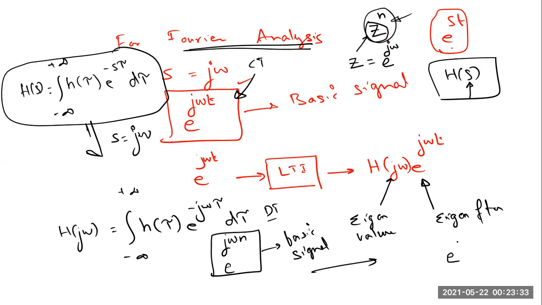Output is going to be the same signal multiplied with the eigenvalue. Previously I was representing the eigenvalue as h of z, but now we know that z is a special z, which is equal to e raised to j omega. So this eigenvalue is going to be represented by h of e raised to j omega.